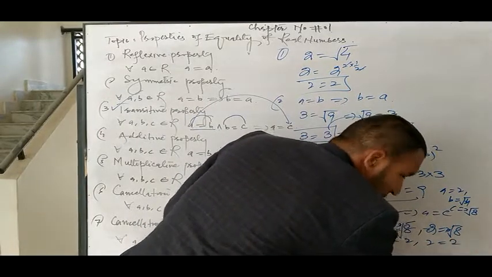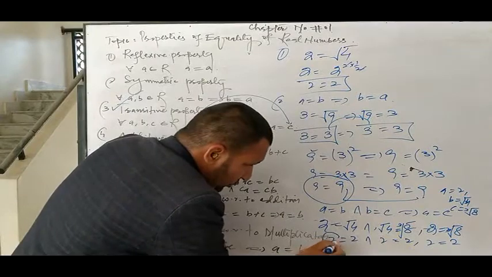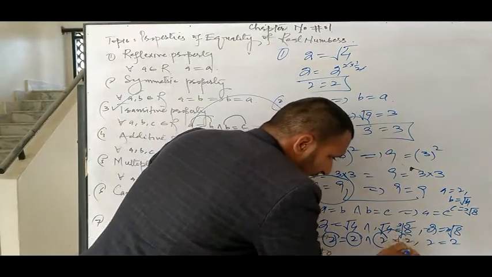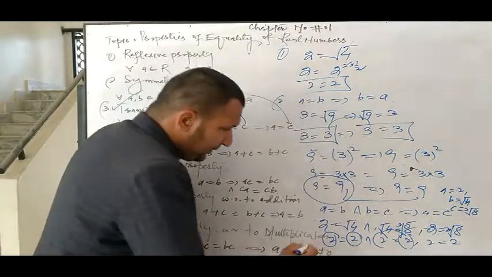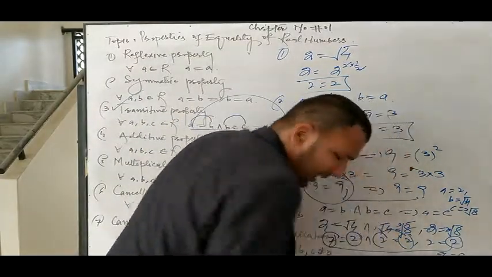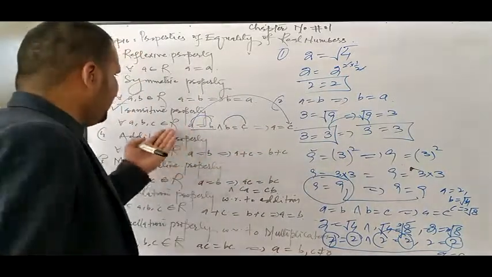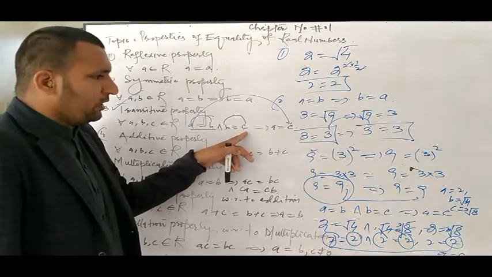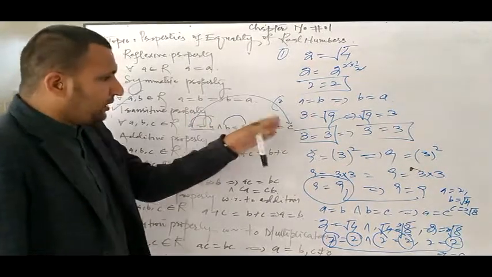So A is equal to 2, B is equal to 2, and C is equal to 2. Then 2 is equal to 2, means A is equal to C. Hence the property is satisfied with the three values, means A is equal to B and B is equal to C, then A is equal to C.